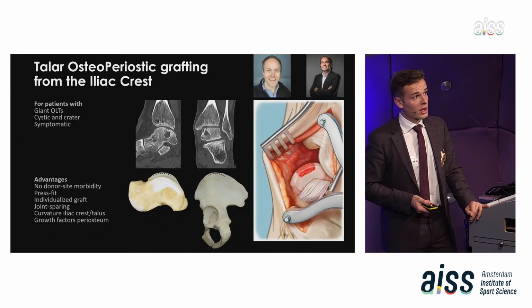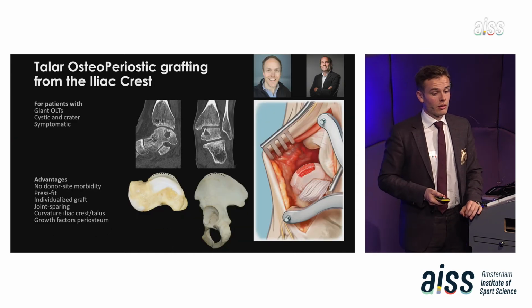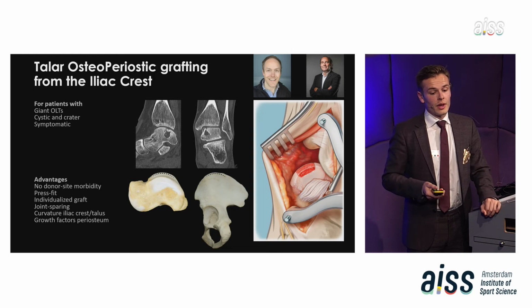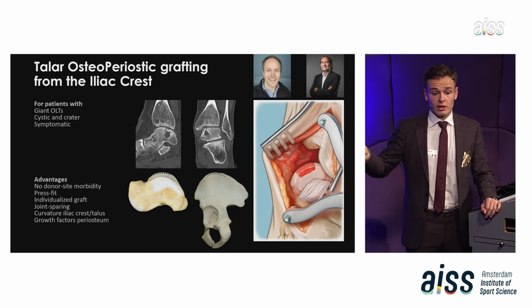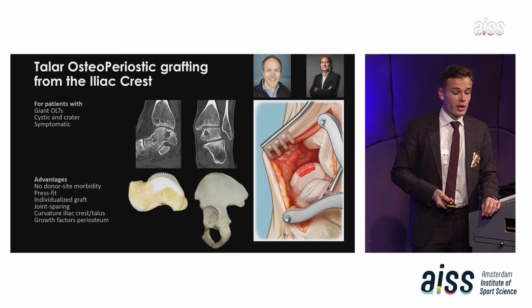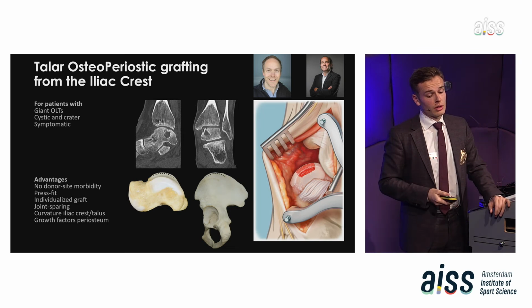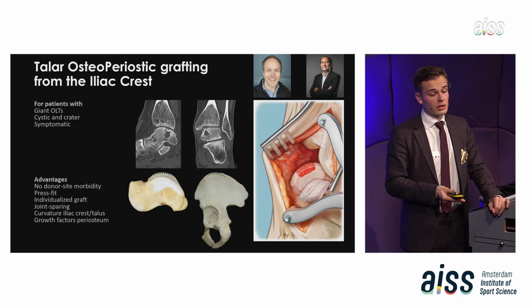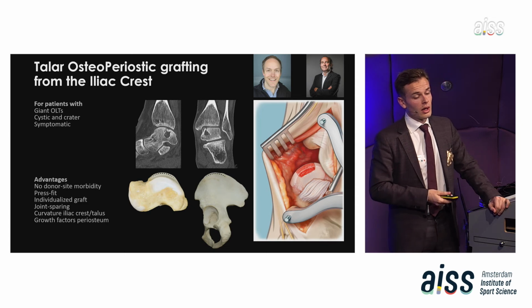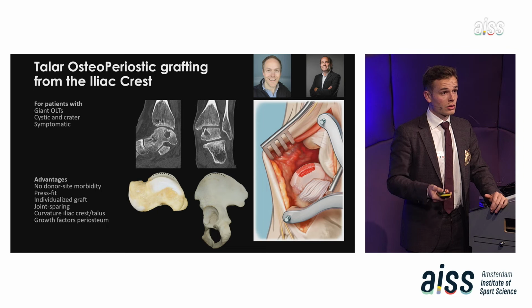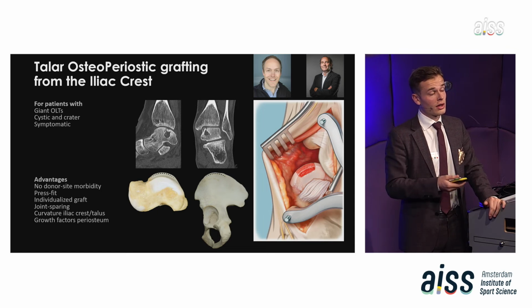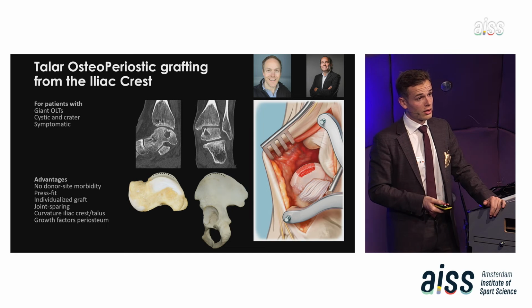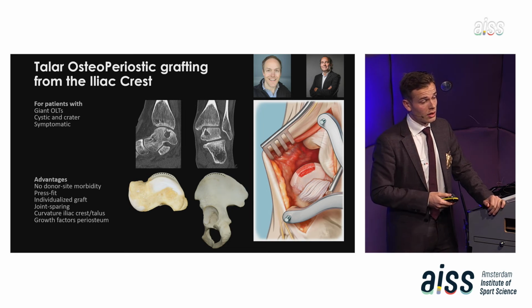The first one is the talar osteoperiosteal grafting from the iliac crest. The indication is something that you can see from the radiological perspective on the CT scan on the slide, but it's mostly about the patient perspective, because these are patients that have a lot of pain during weight bearing, a lot of pain in daily life, have failed prior conservative therapies such as physiotherapy and injections, and have also failed other smaller surgical interventions such as the bone marrow stimulation that Sjoerd mentioned.